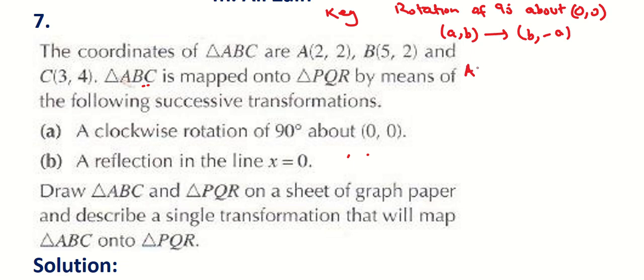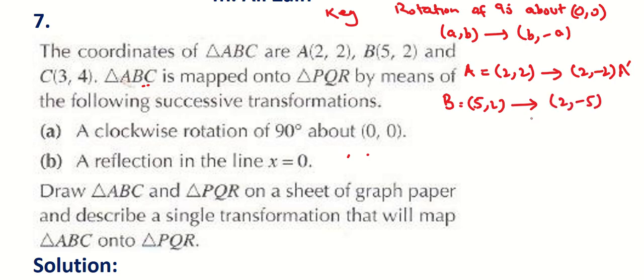Now, the triangle whose coordinates are ABC, the first one is 2, 2, it becomes 2 minus 2, and this is known as A dash. Now B, the coordinates of B are 5, 2. After rotation, it becomes 2 minus 5, because in this case, the value of A is 5, and the value of B is 2. So B minus A, this is B, and this is minus A. So B minus A is 2 minus 5.